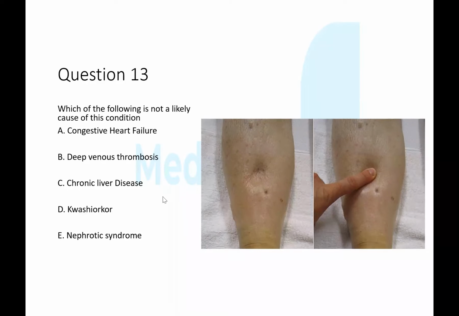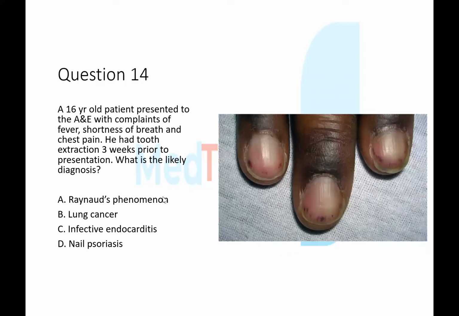So next slide, sir. All right. So who is attempting this? What can we see on the nail bed? Splinter hemorrhage. Exactly. So in which condition do we see splinter hemorrhages? Infective endocarditis. Correct. So that's the correct answer. So next slide.